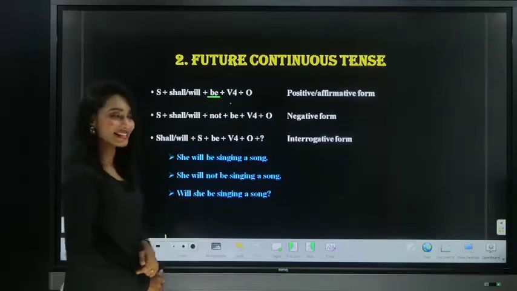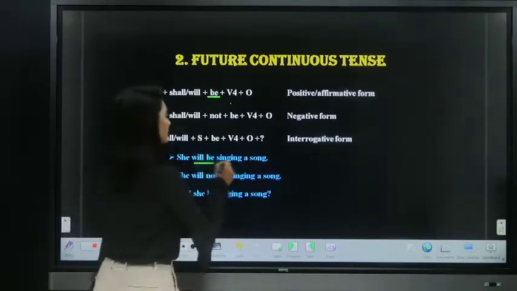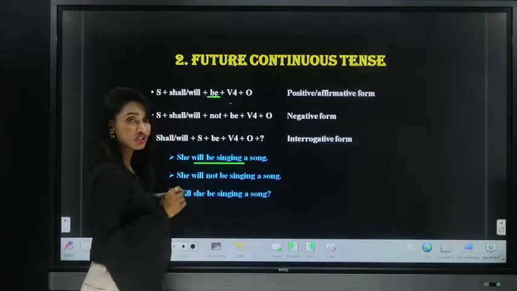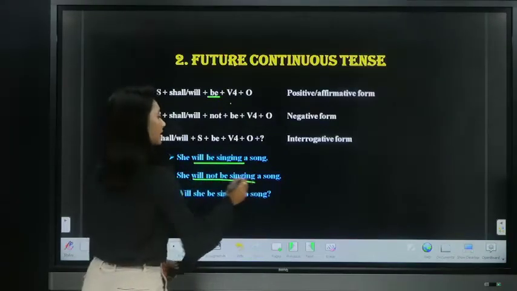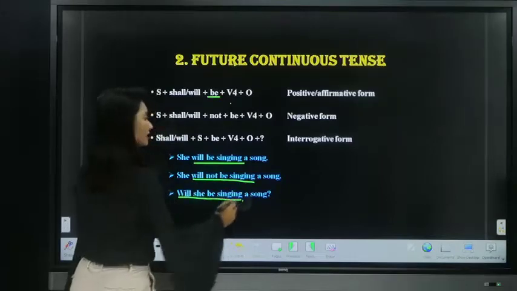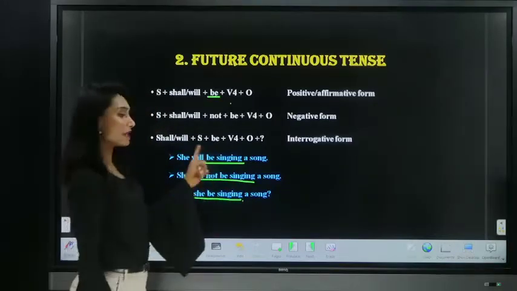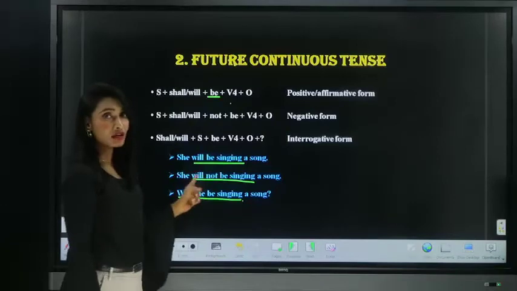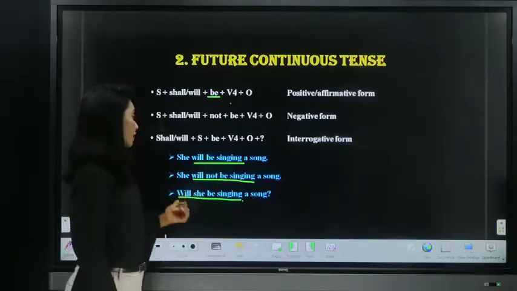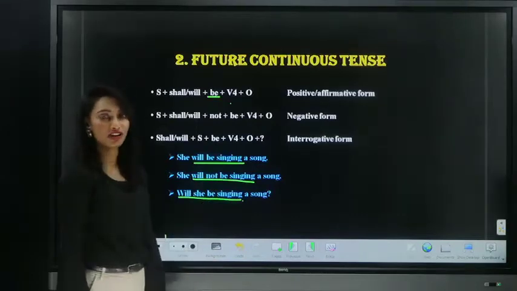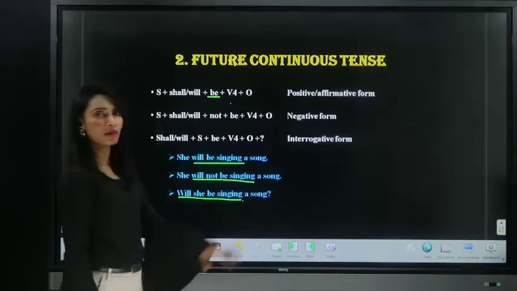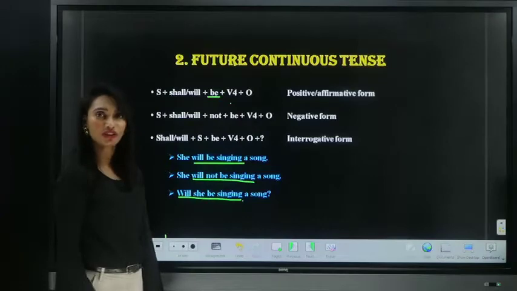Now let's see an example. She will be singing a song. She will not be singing a song. Will she be singing a song? See, will plus be plus V4. Will not plus be plus V4. Will plus subject plus be plus V4. That is for interrogative. So that's about the formulae for future continuous.